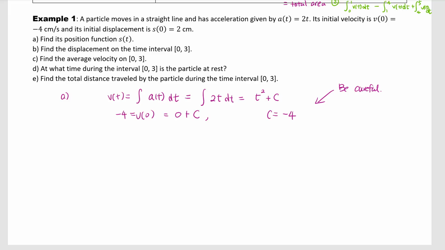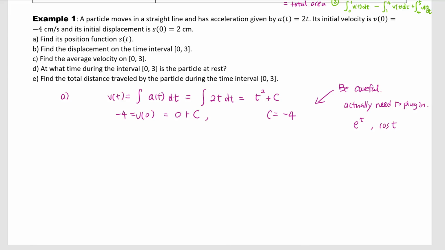Some of you might think, oh, why don't we just let c be the initial velocity? Not always. This is only true when you work with polynomials. You actually need to plug in, okay? You cannot automatically assume that c is going to be the initial velocity. This is not true, especially when you see the exponential function and the cosine function.